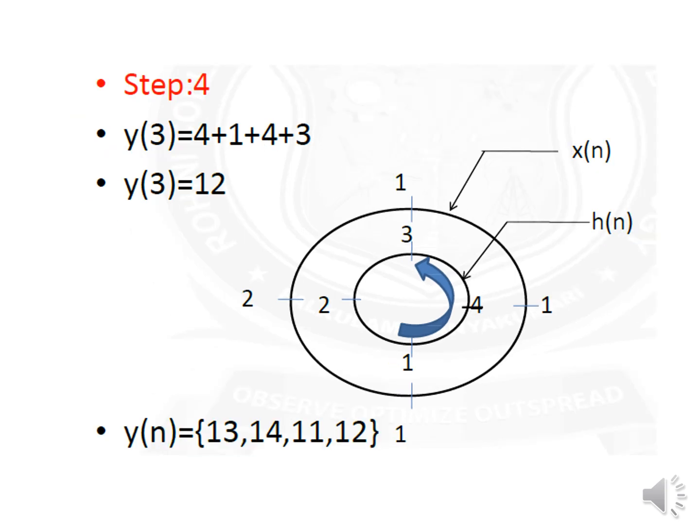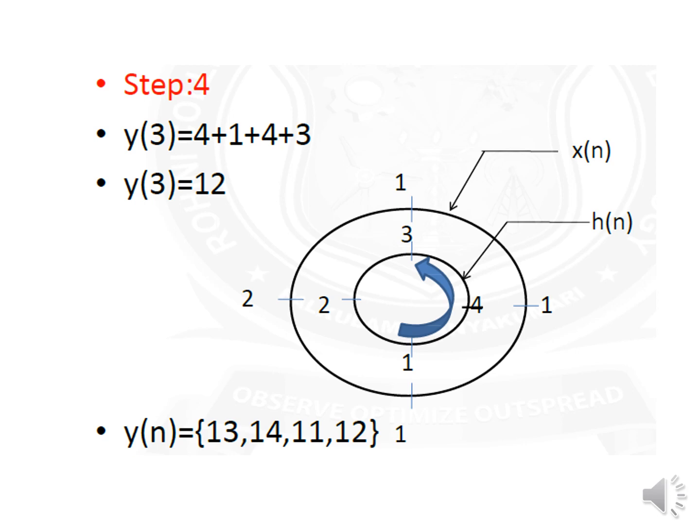And the last step is step 4. Here also the outer sequence is kept as such, and the inner sequence is rotated once in the anti-clockwise direction. Finally we multiply the values in their corresponding positions and add them, and we get the value. At last, after getting all the values, y of n is represented by writing them one by one separated by commas. This is about the concentric circle method. I think you are more clear.